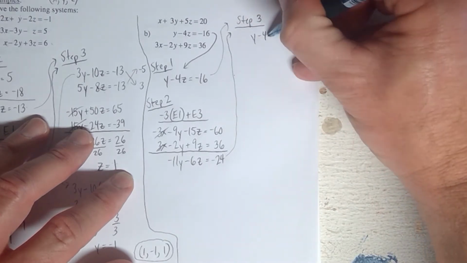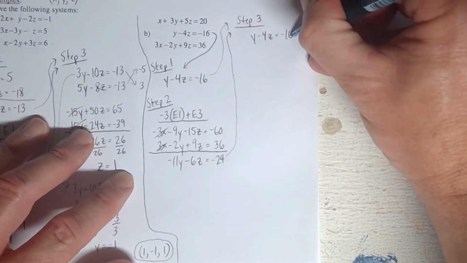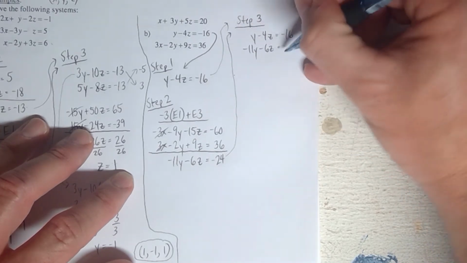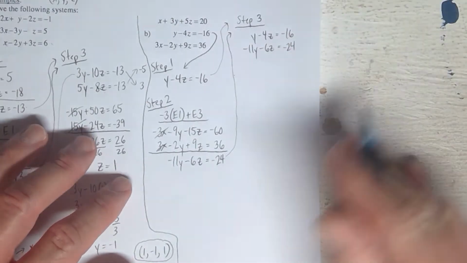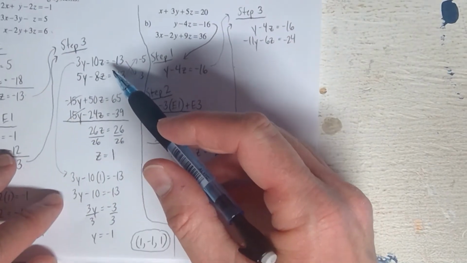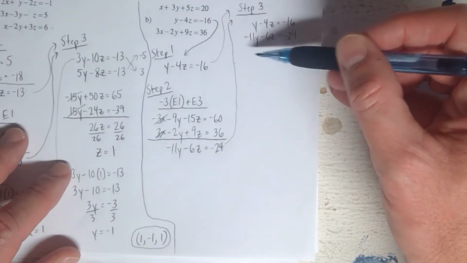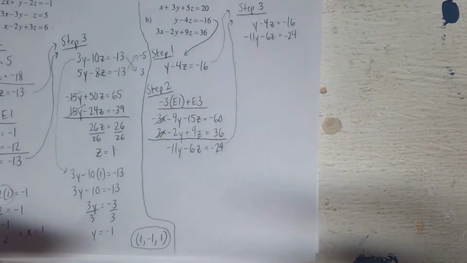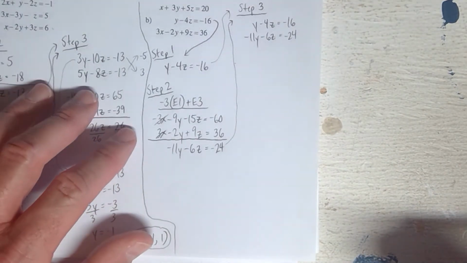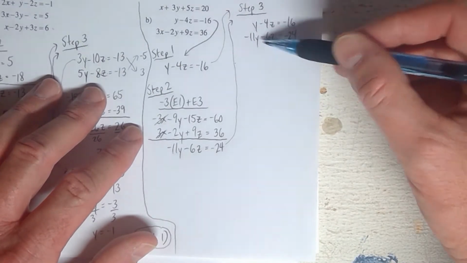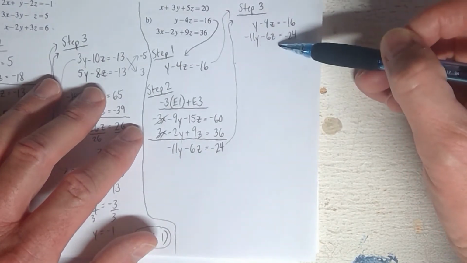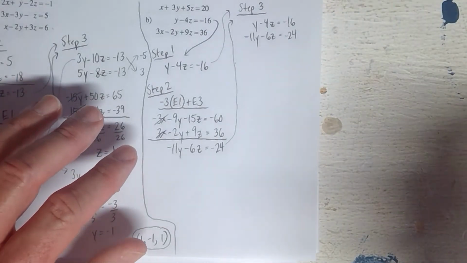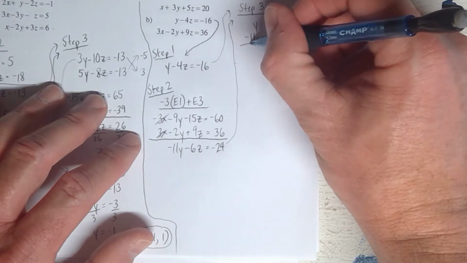y minus 4z equal to negative 16. And the other one was negative 11y minus 6z is equal to negative 24. Okay, and just like we did over here in step 3 in the previous problem, we now solve for both y and z right here, using what we learned in section 3.1 when we had only two variables. What would you do? And remember, you could do either y or z here. Just like in 3.1, you could have picked either one of the two variables. Same thing.